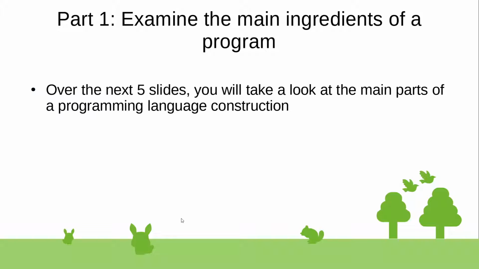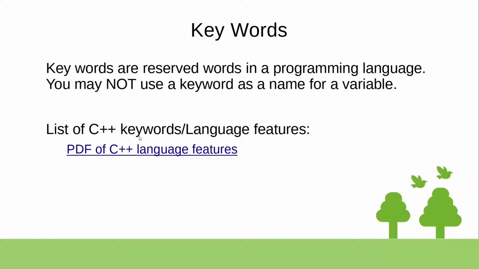Part 1. Examine the main ingredients of a program. Over the next 5 slides, you'll take a look at the main ingredients or parts of a program of language construction. Keywords. Keywords are reserved words in a programming language. You may not use a keyword for a variable name. So a list of keywords is here. We can click on it and take a look.